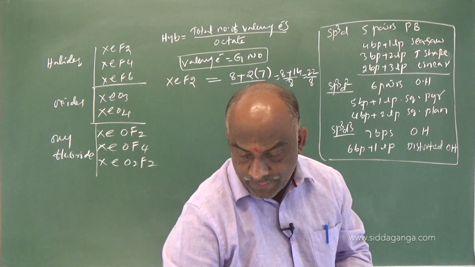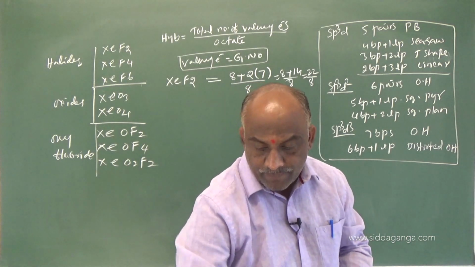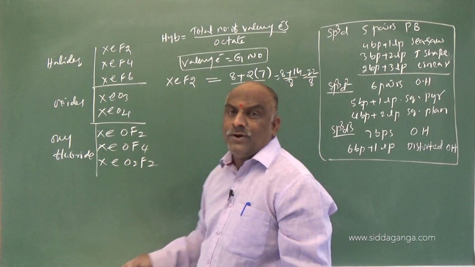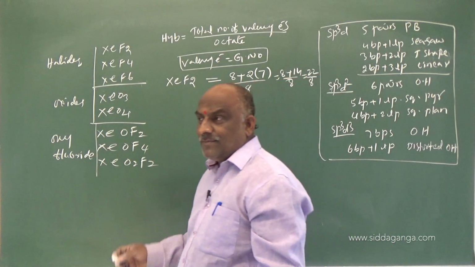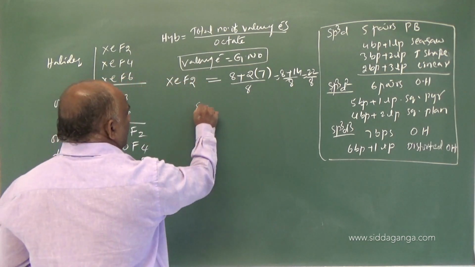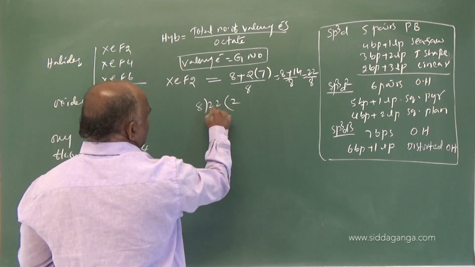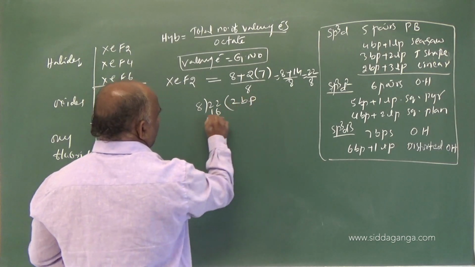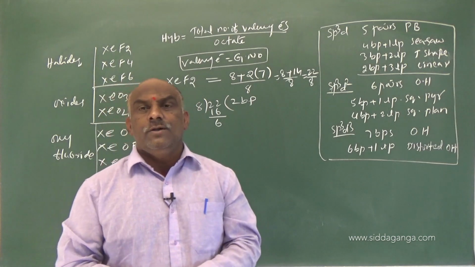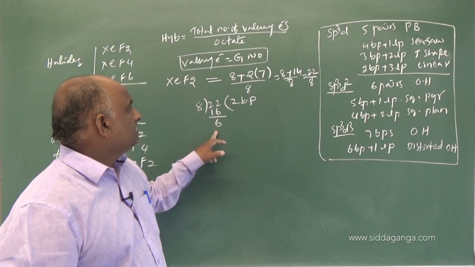So here we get 22 by 8. Don't divide by the 2 table or 4 table like that; those types of divisions are prohibited here. So what to do? 8 twos are 16. These 2 are called bond pairs, and the remaining will be 6.